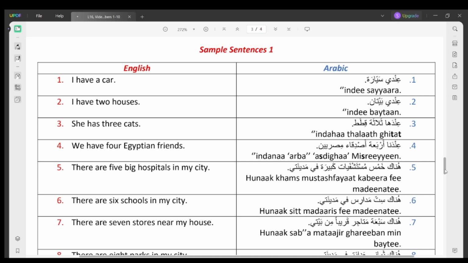Number 1. I have a car. عندي سيارة. Number 2. I have 2 houses. عندي بيتان. Number 3. She has 3 cats. عندها 3 قطط. Number 4. We have 4 Egyptian friends. عندنا 4 أصدقاء مصريين. Number 5. There are 5 big hospitals in my city. هناك 5 مستشفيات كبيرة في مدينتي.